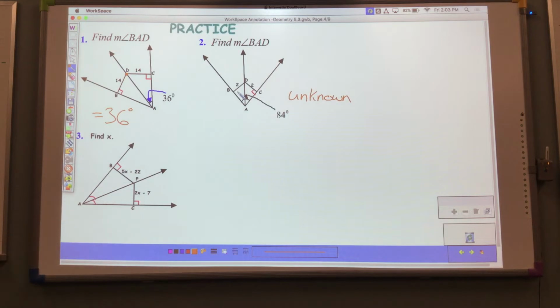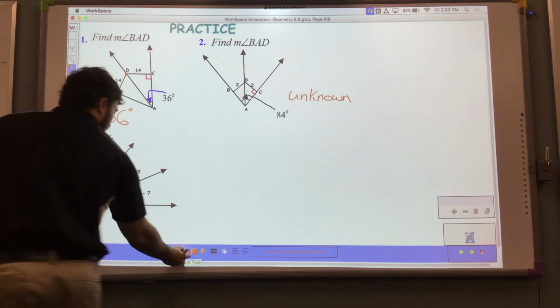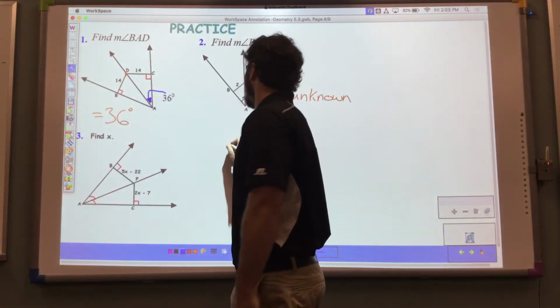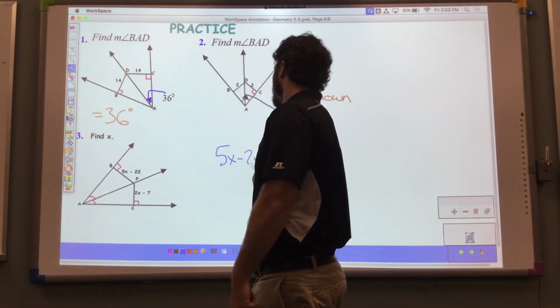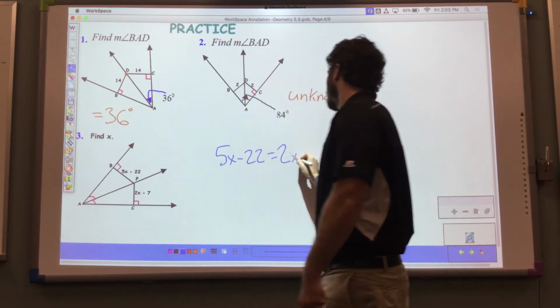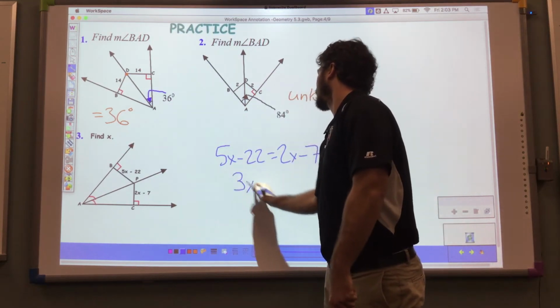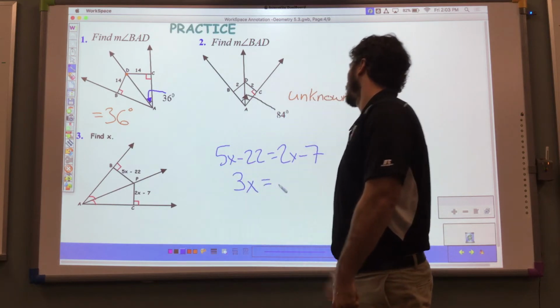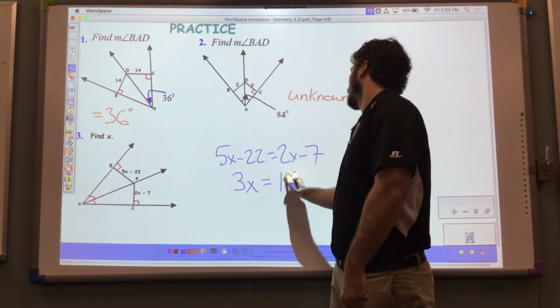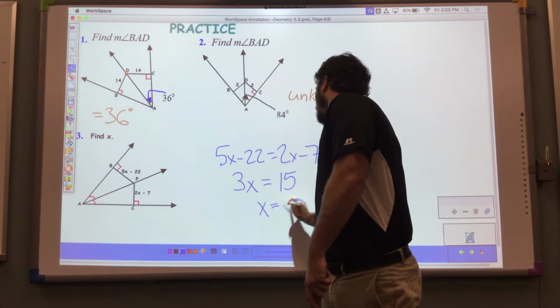3 says solve for x. Well, if you notice here, we are on this angle bisector. These are perpendicular. So therefore, these two segments are going to have equal length. So we can say 5x minus 22 equals 2x minus 7. Subtract the 2x and add the 22. And x would be 5.